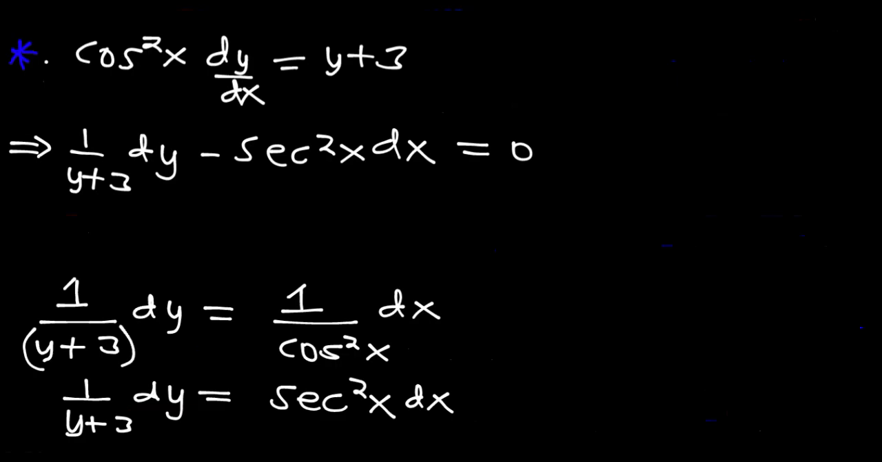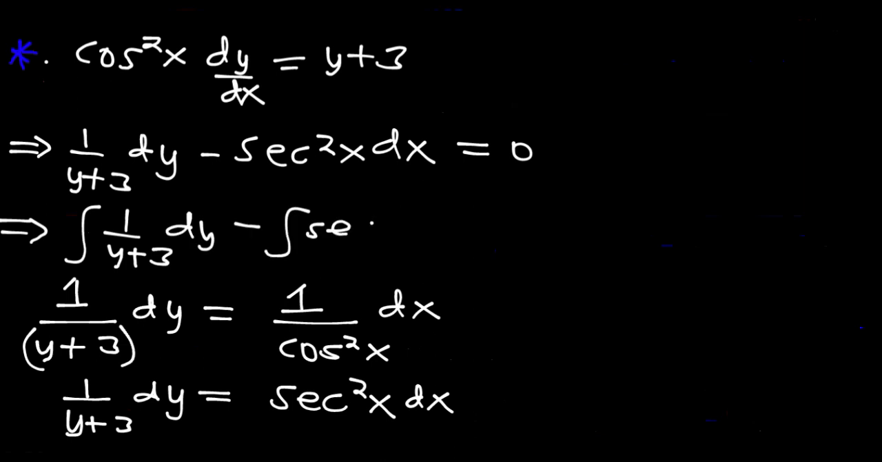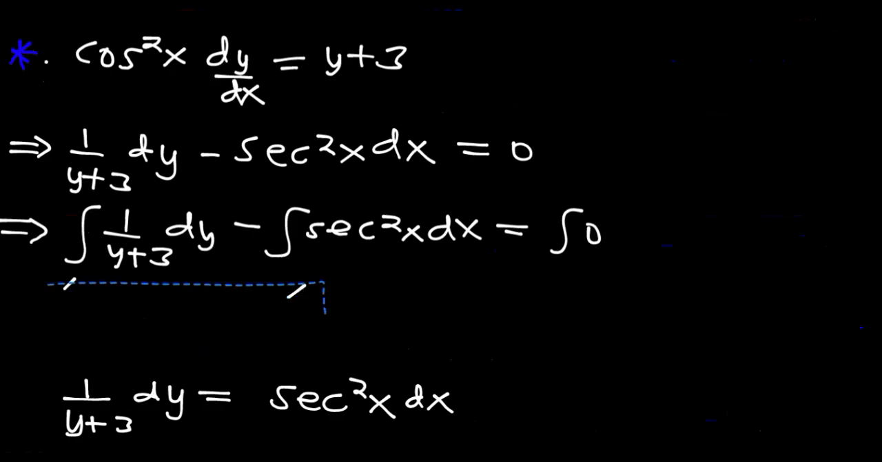So I need to integrate each term within the equation. So that will be the integral of 1 over y plus 3 dy, the integral of secant squared x dx, and the integral of 0. So what is the integral of 1 over y plus 3? That is going to be ln y plus 3.